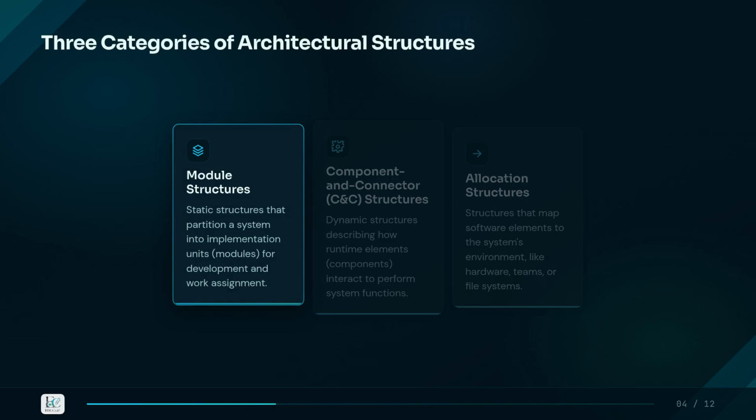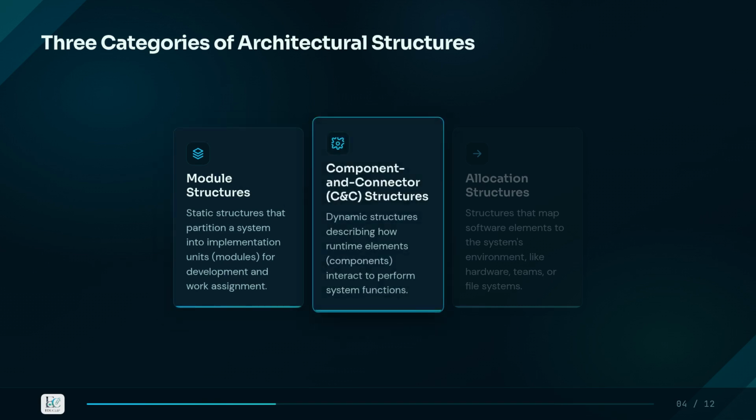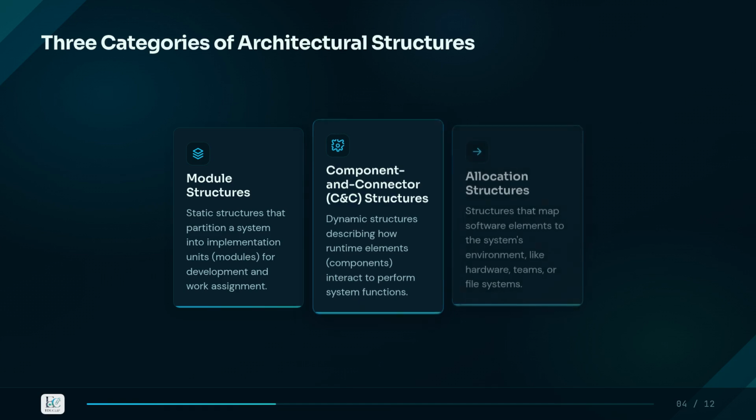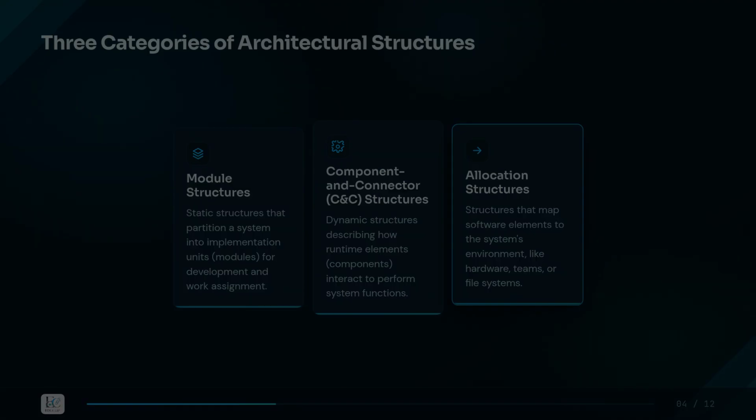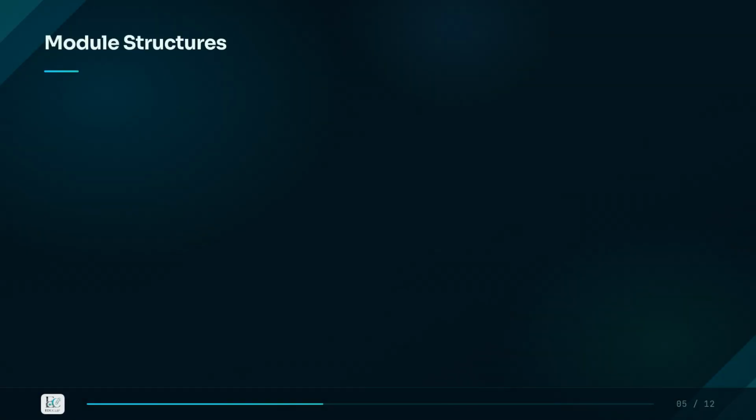First, we have module structures. These are static, meaning they describe how the system is partitioned into implementation units, which we call modules. They are the basis for assigning work to teams. Second are component and connector, or C&C, structures. These are dynamic, describing how elements interact with each other at runtime to get the system's work done. And third, we have allocation structures. These describe how the software maps onto its broader environment, like the hardware it runs on or the teams that build it.